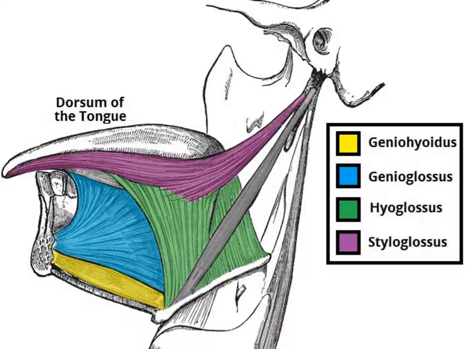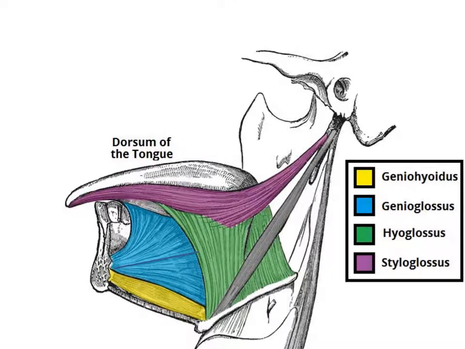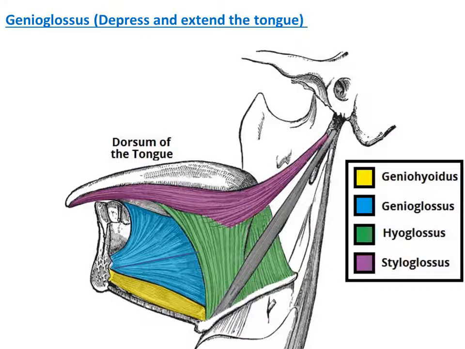There are two groups of muscles which comprise this muscular organ, the tongue: extrinsic muscles of the tongue and intrinsic muscles. In the picture, I'm showing you the extrinsic muscles of the tongue. First of all, genioglossus in the blue color. The main function of this muscle is depression and protrusion of the tongue.